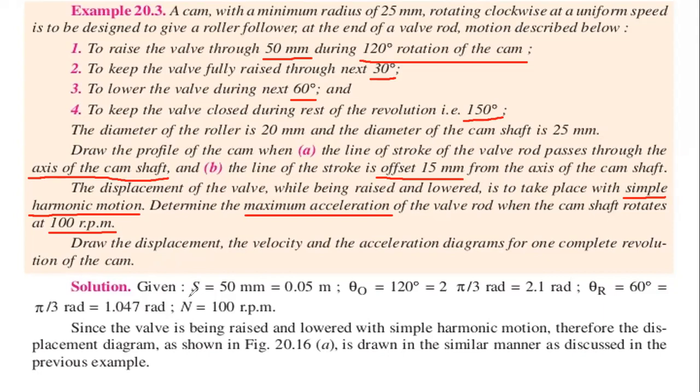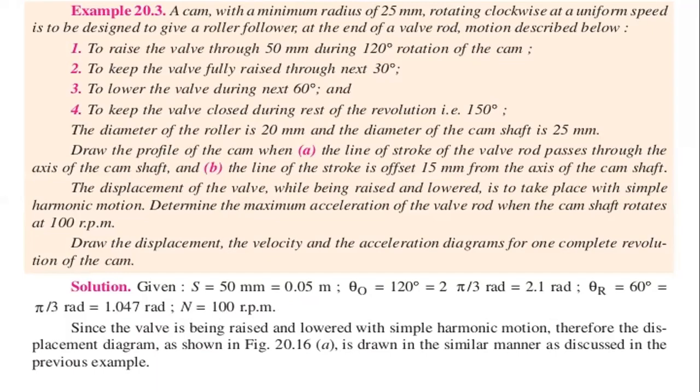They have given 50 mm as the lift, that is S is equal to 50 mm, that is 0.05 meters. Next, theta O, the angle for the outstroke, is 120 degrees, and we have converted it to radians, that is 2.1 radians. The angle for the return stroke is 60 degrees, which we have obtained as 1.047 radians. The speed is given as 100 rpm, and later in the problem we are going to convert it into omega, that is the angular velocity. So first we have to draw the displacement diagram from this information.